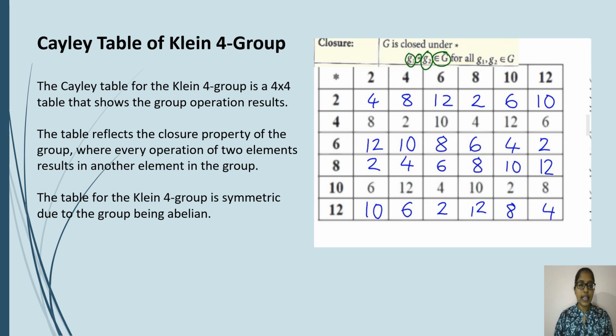Cayley table of the Klein-4 group. The Cayley table for the Klein-4 group is a 4 cross 4 table that shows the group operation results. The table reflects the closure property of the group, where every operation of 2 elements results in another element in the group. The table of the Klein-4 group is symmetric due to the group being abelian.